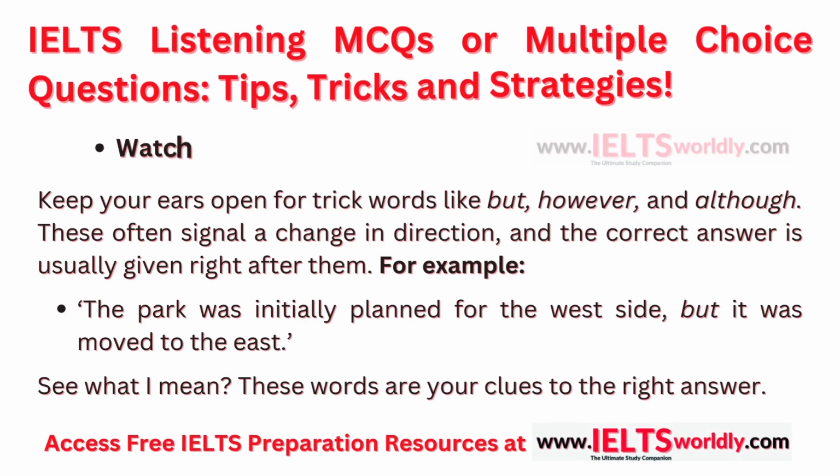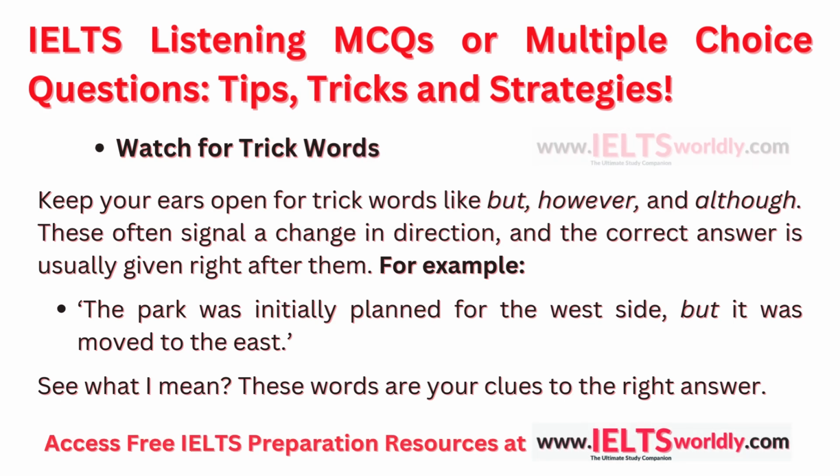Watch for trick words. Keep your ears open for trick words like but, however, and although. These often signal a change in direction, and the correct answer is usually given right after them. For example, the park was initially planned for the west side, but it was moved to the east. See what I mean? These words are your clues to the right answer.